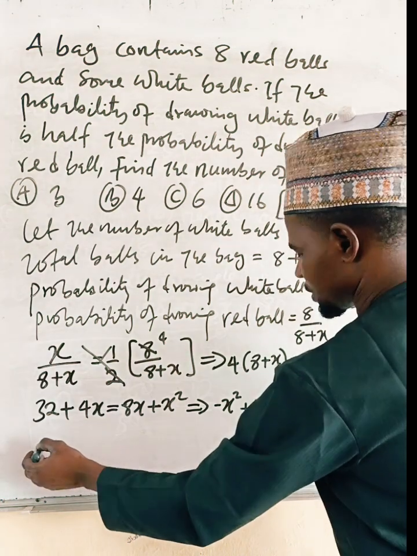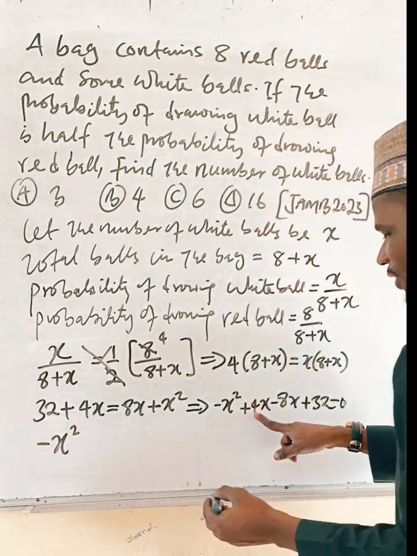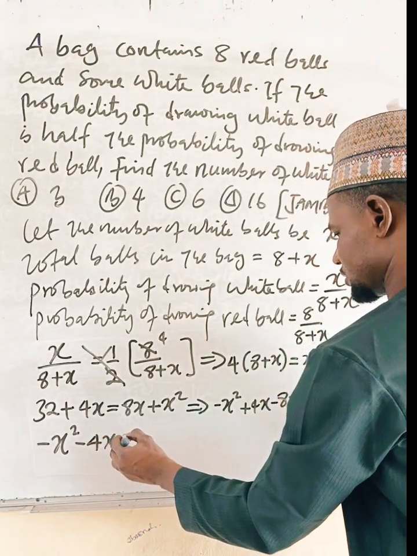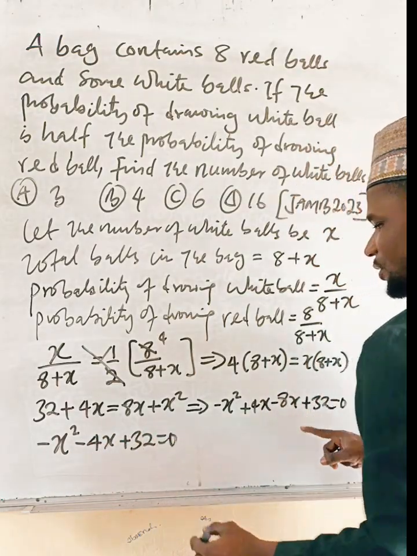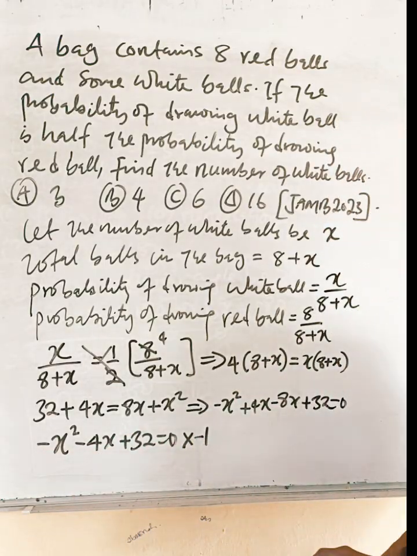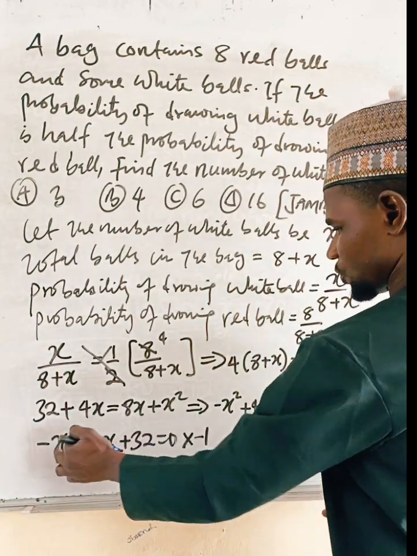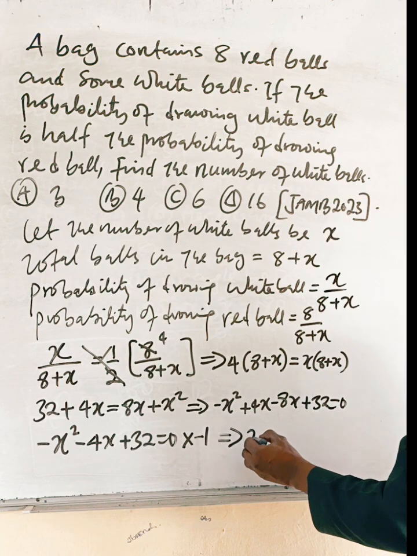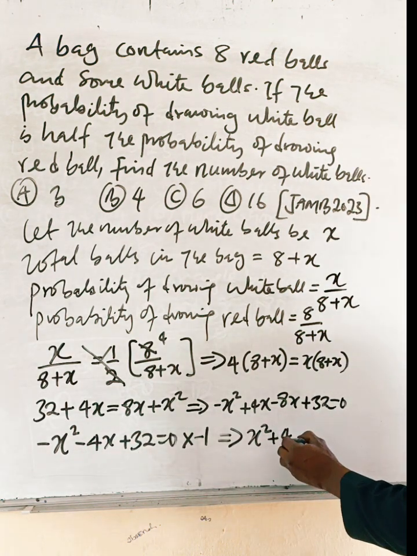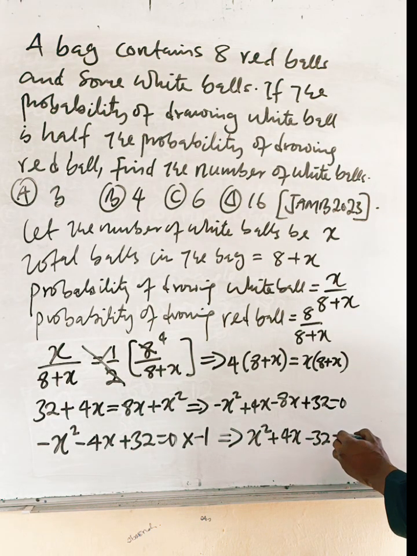Now what we're going to have is minus x squared, 4x minus 8x is minus 4x, then plus 32 equals 0. To solve this clearly, we must clear this minus. That means we must multiply it by minus 1. Minus 1 times minus x squared is x squared. Then minus 1 times minus 4x is plus 4x. Minus 1 times plus 32 is minus 32, equals 0.